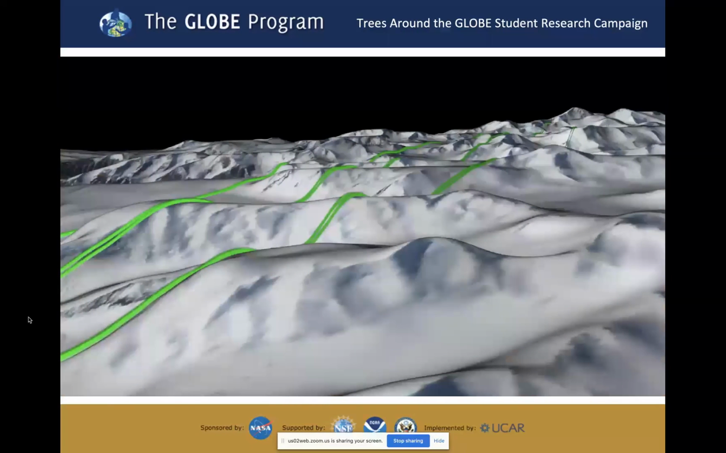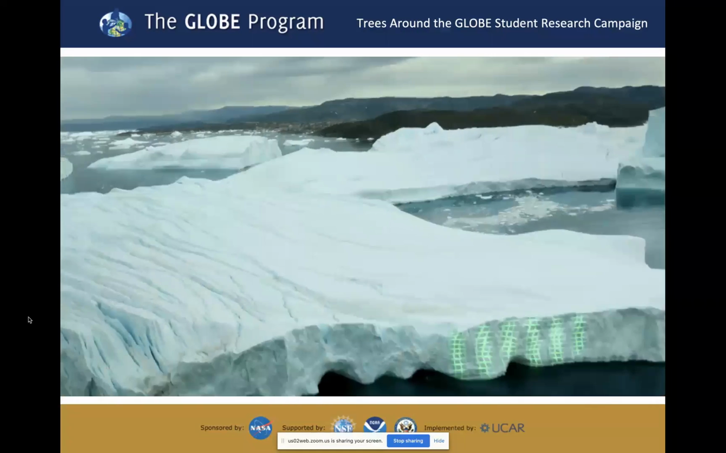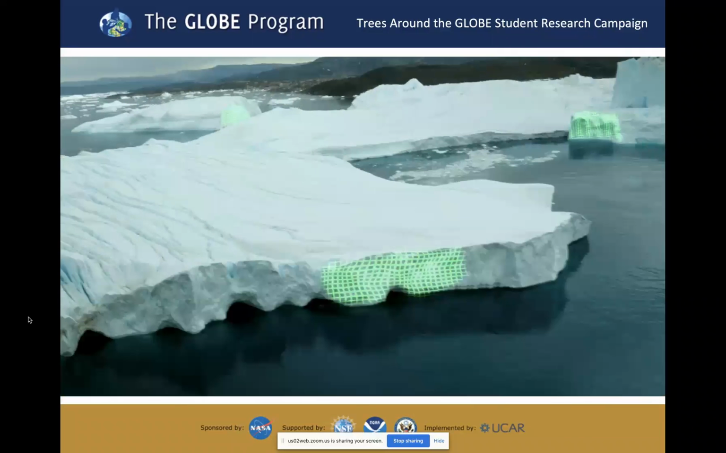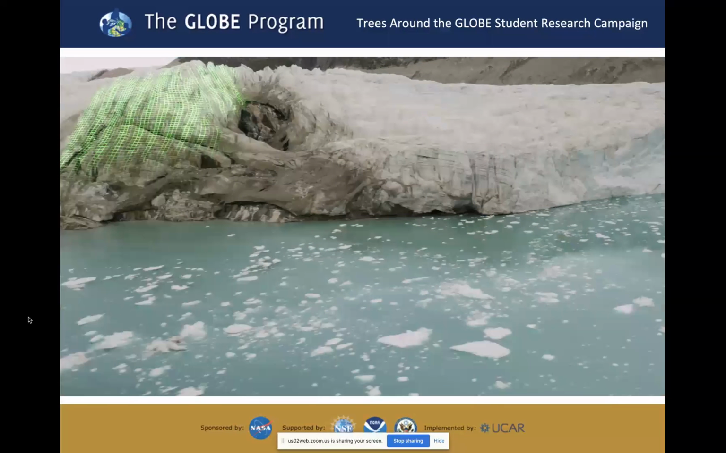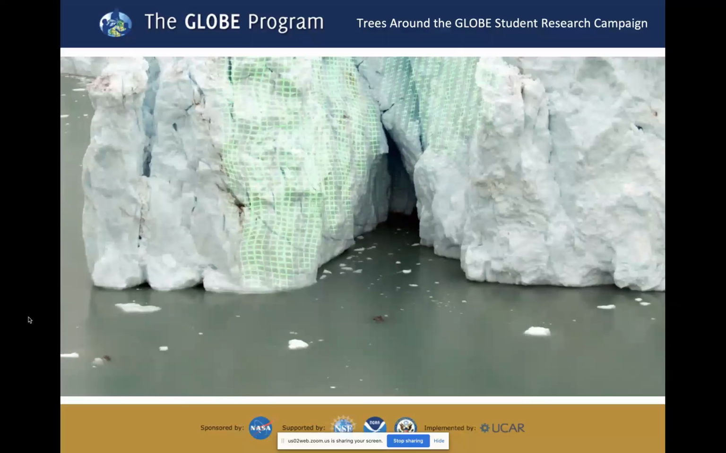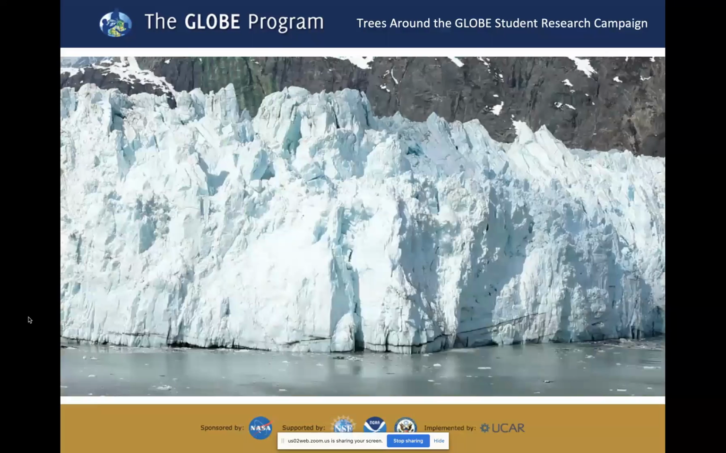All the change is at the edges. Those are the steeply sloping parts of the glacier that interact with the ocean, and that's where all the action is. That's where all the mass is being lost. In order to estimate the mass changes, we need to know the height of things.